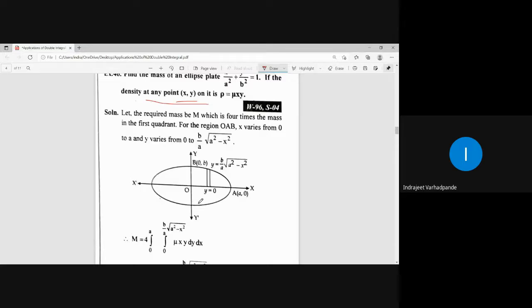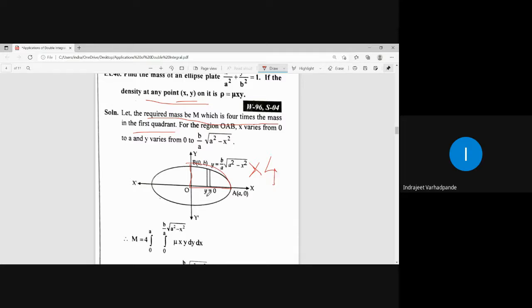The formula is the same as for area, just rho is one factor to be multiplied. So the region will be drawn, the strip will be decided, and the mass has to be found for the whole plate. I am considering only the first quadrant of this, so that will be multiplied by 4 because required mass m will be 4 times the mass in the first quadrant, because mass is nothing but the weight measurement for the whole plate, but I am considering the strip only in the first quadrant, so that will be multiplied by 4.